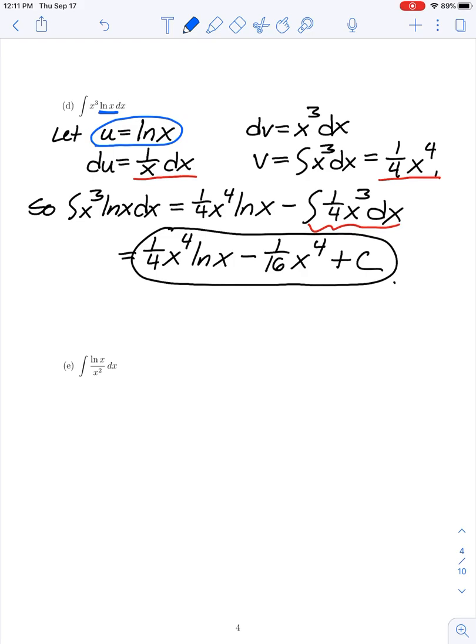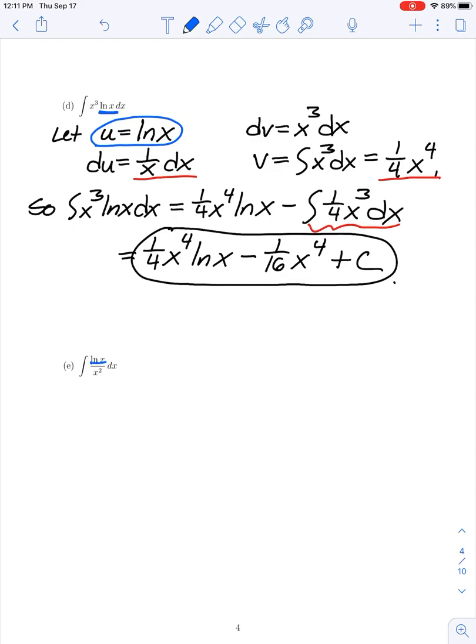So let's look at another example similar to this. In part E, we have the integral of log x over x squared dx. So as soon as I see that this integral involves the natural logarithm, that suggests to me that I might try integration by parts. As I mentioned at the beginning of this lecture, if our integral ever involves a product, a logarithm, or an inverse trig function, that should suggest to us that we try this method.